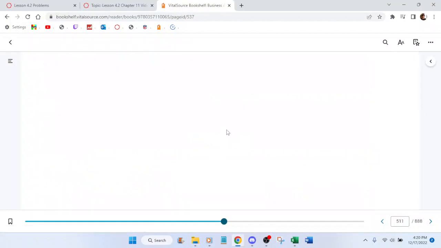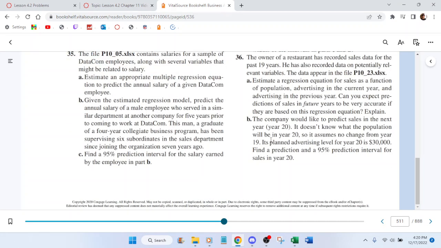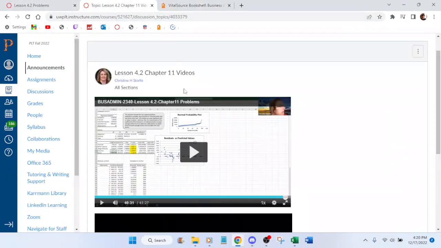Oh, found it. So, 36. Estimate the regression, and you expect predictions of sales in future years to be accurate if they're based on this regression equation. Right, this should be pretty easy. Just don't know about this question right here.